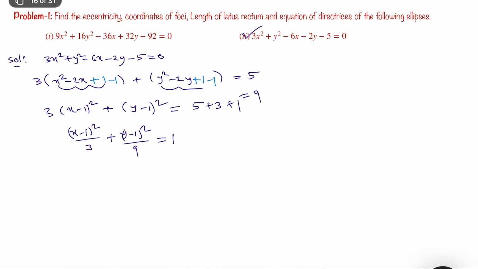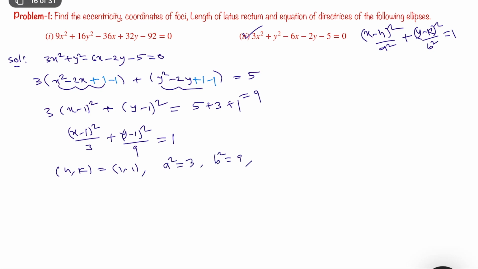Now, if you compare with this equation, x minus h whole square by a square plus y minus k whole square by b square equal to 1. Here h comma k role played by the point 1 comma 1. A square is going to be 3, b square is 9. So here a less than b case. That means we have a tall and skinny ellipse, right? Now first of all, a is going to be root 3, b is going to be 3.